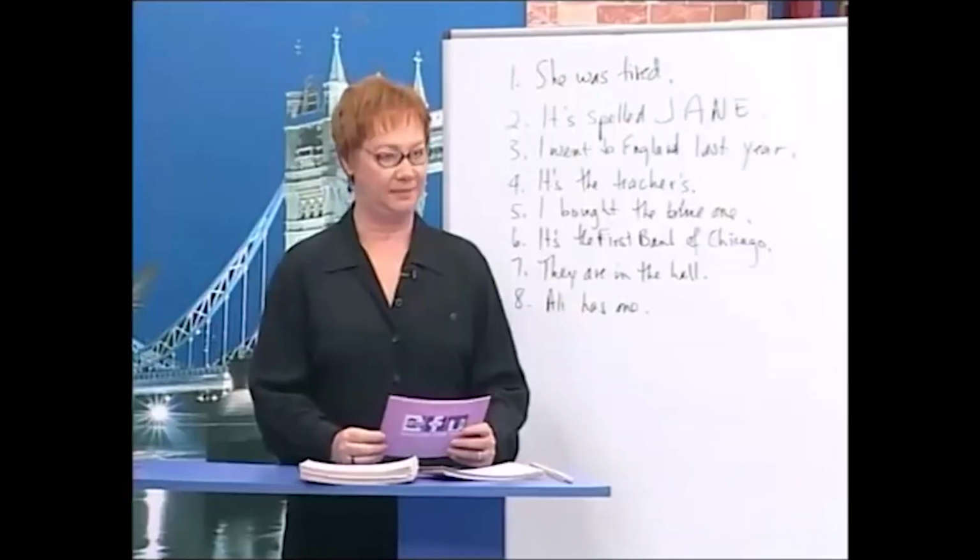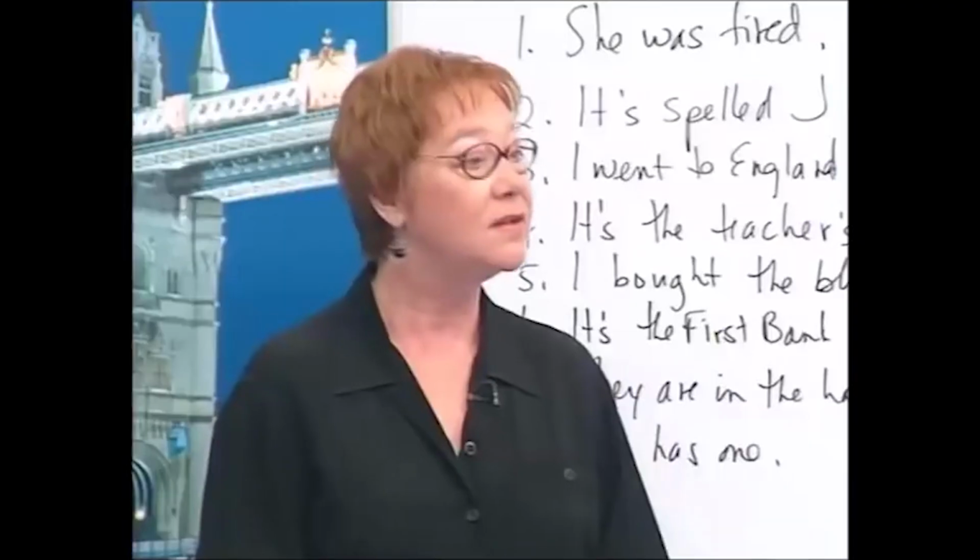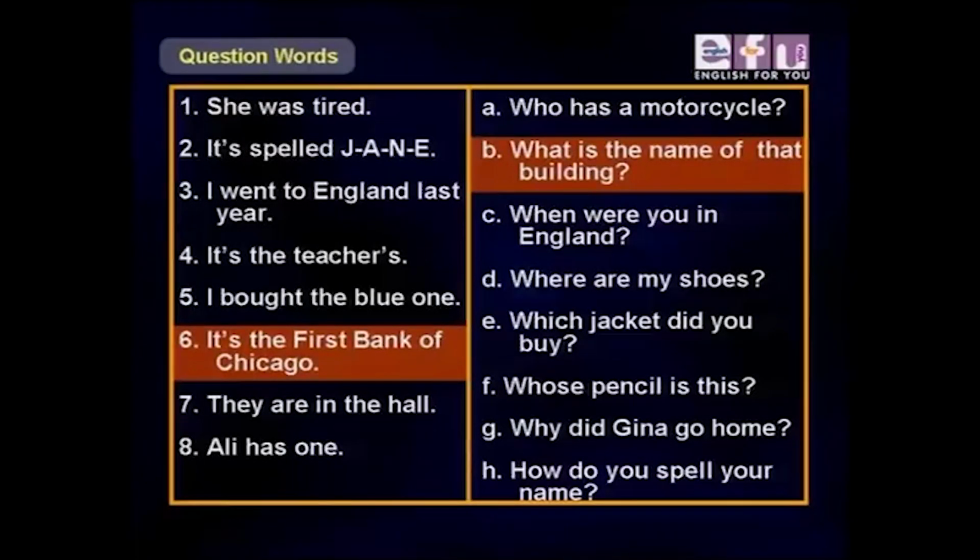Okay, good. Ali. I bought the blue one. Which jacket did you buy? Susan. It is the First Bank of Chicago. What is the name of that building?